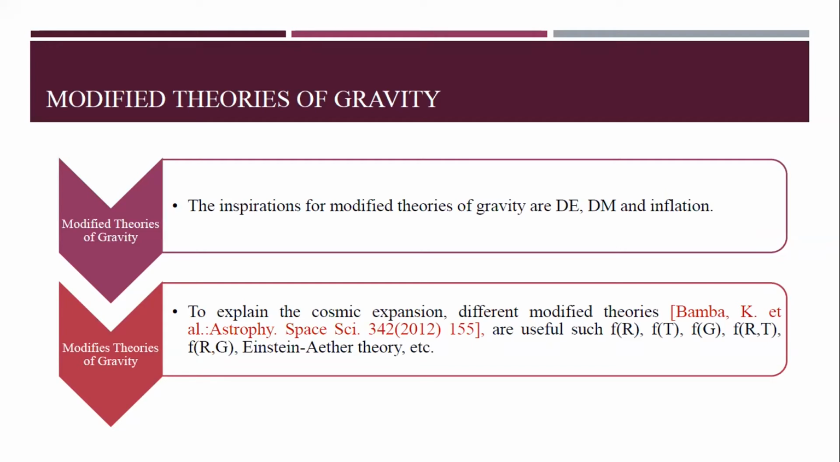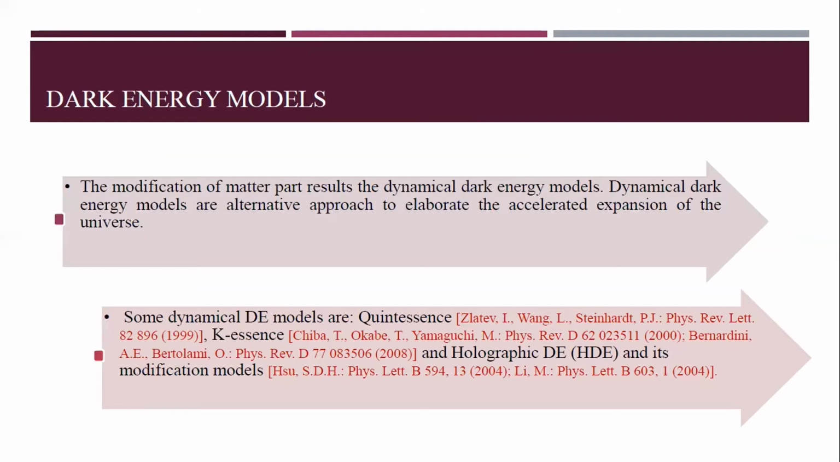Basically, the first one is the modification of the geometric part of the Einstein field equations, which is proposed by modified theories of gravity. And the second one is the dark energy models, which can modify the matter part of the Einstein field equations.